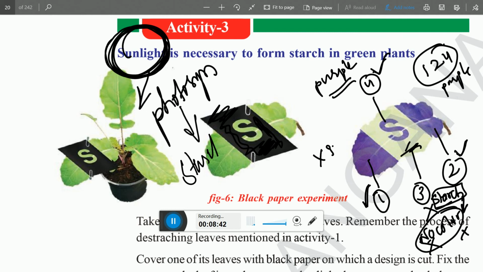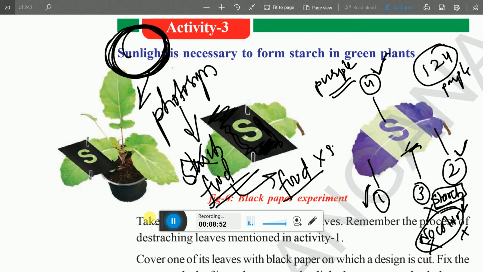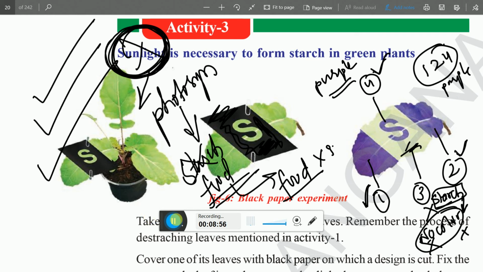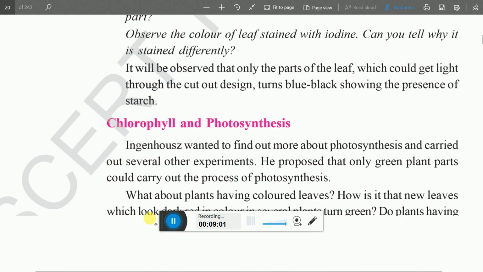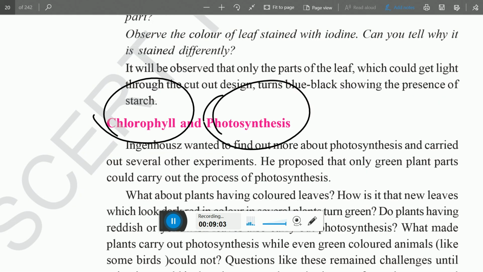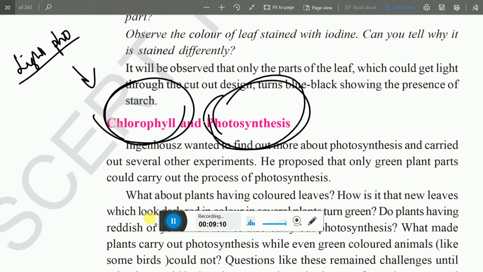And what is chlorophyll here? It is a green color pigment which absorbs sunlight, and it is responsible for photosynthesis. This concept, that chlorophyll is essential for photosynthesis, was discovered by Caventou and Pelletier.